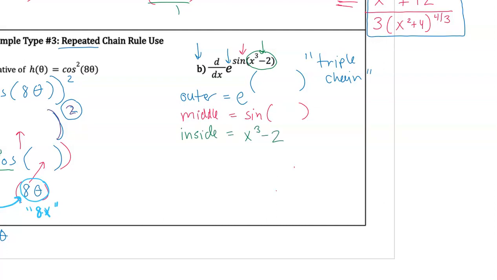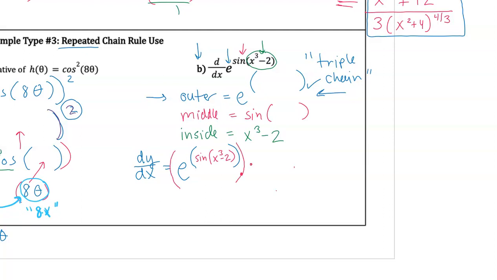So according to the chain rule, you always begin by deriving the outside. So I am going to start by taking the derivative of my most outside layer, which is e to a power. That's like the easiest derivative ever anyway, so I like starting with that one. So it's e to the power. Okay, check. Did the outer layer. But remember, when you're doing that, you want to keep all of the other parts intact. You leave the sine of x cubed minus 2 as sine of x cubed minus 2. You don't mess with that until you get down to outside of the derivative.